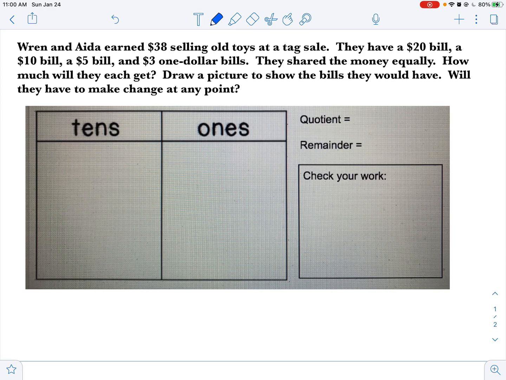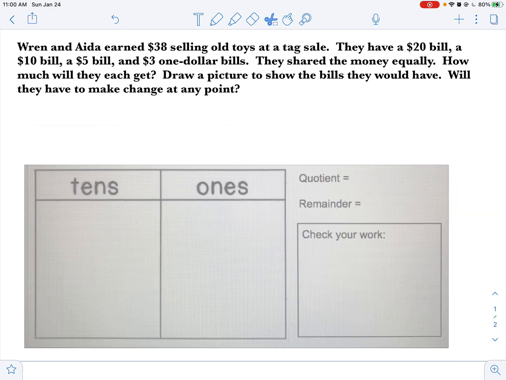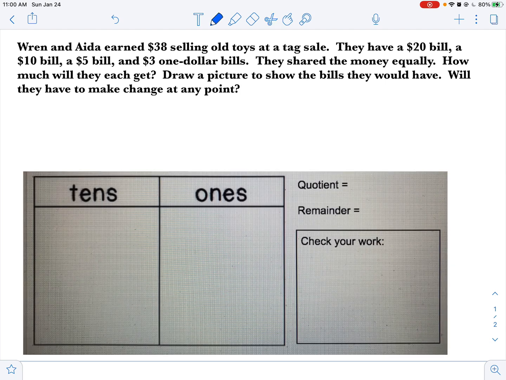Boy, this one's a tricky one. All right, let's take a look. I'm going to move my little place value chart down for a minute. And let's take a look. I'm going to simply draw out my bills first. I have a 20. I have a 10.